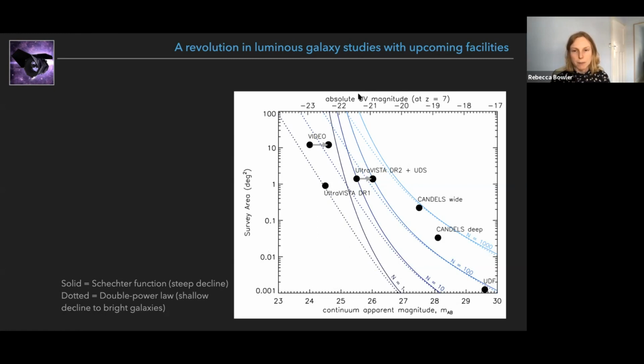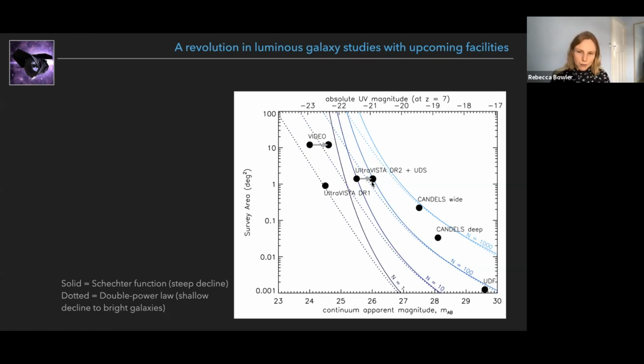Comparing to other plots in this talk, maybe the top axis is a bit more useful, which is the UV magnitude. And then the lines here are the combination of area and depth that give you that number of galaxies. So just to clarify, this black line, n equals 1, is the combination of depth and area you need to find one galaxy at redshift 7. If you go deeper and have a larger area, or even just go deeper, then you can find more sources. So I hope that vaguely makes sense.